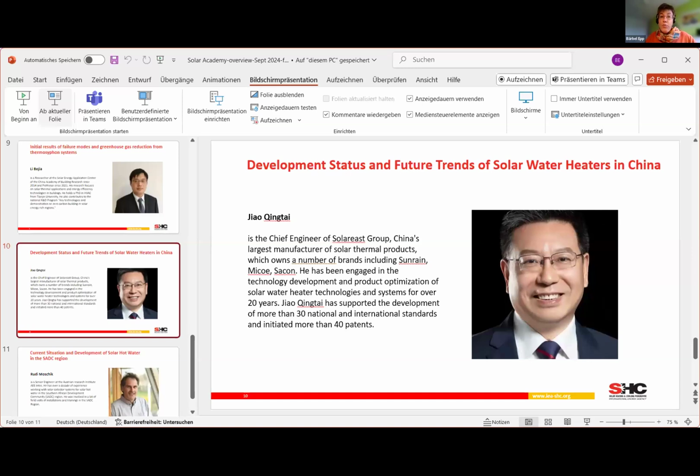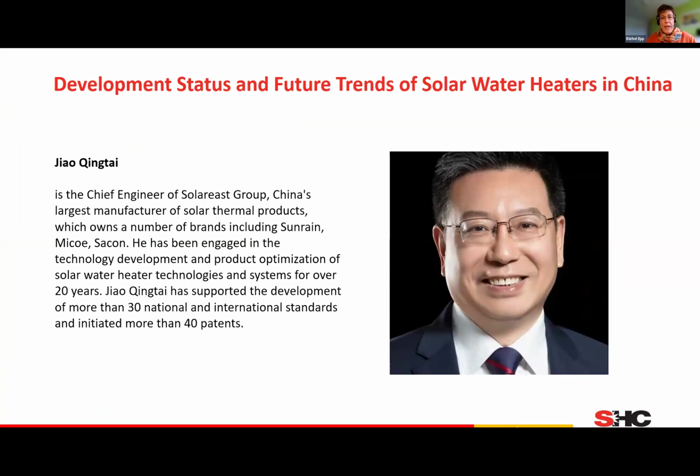We have a next speaker also from China, a very well-known long-term figure in our industry. It's Chiao Quintai. He's Chief Engineer of Solar East Group, which is China's largest manufacturer of solar thermal products. They have different brands, including Sunrain, Mikoe, Sakon. He has been engaged in the technology development and product optimization of solar water heaters and systems for over 20 years. He supported the development of more than 30 national and international standards and initiated more than 40 patents. So a well-known specialist in our sector.